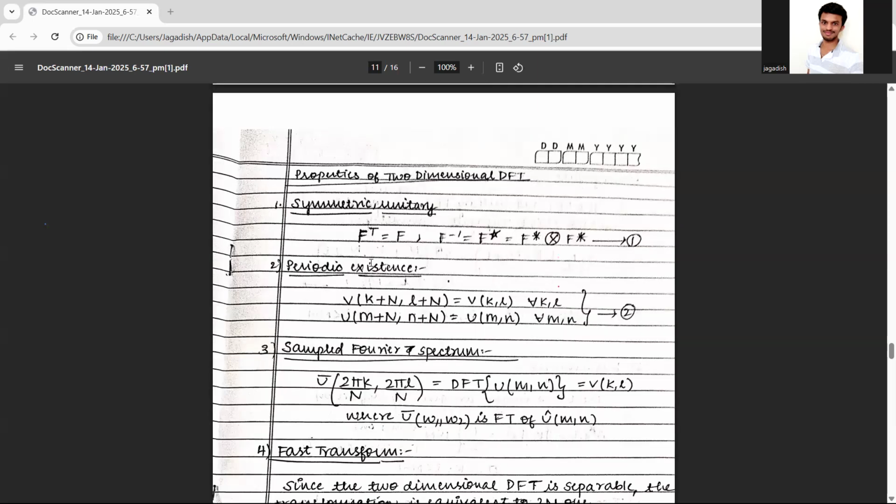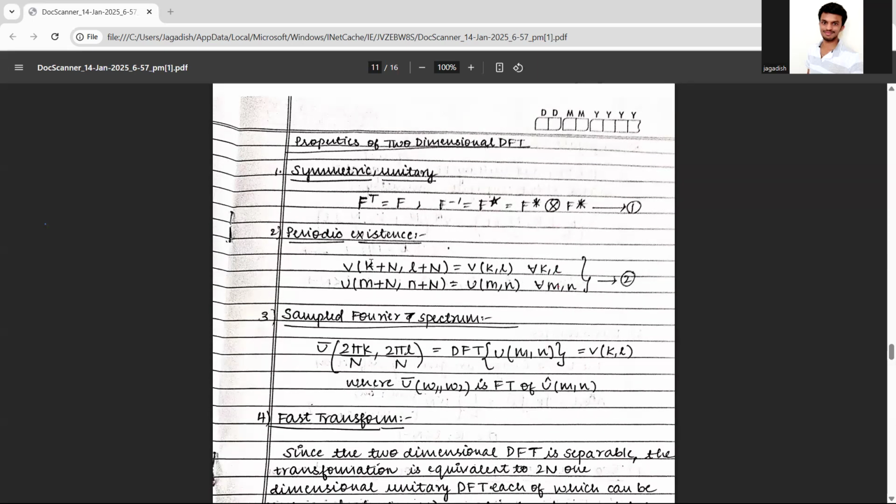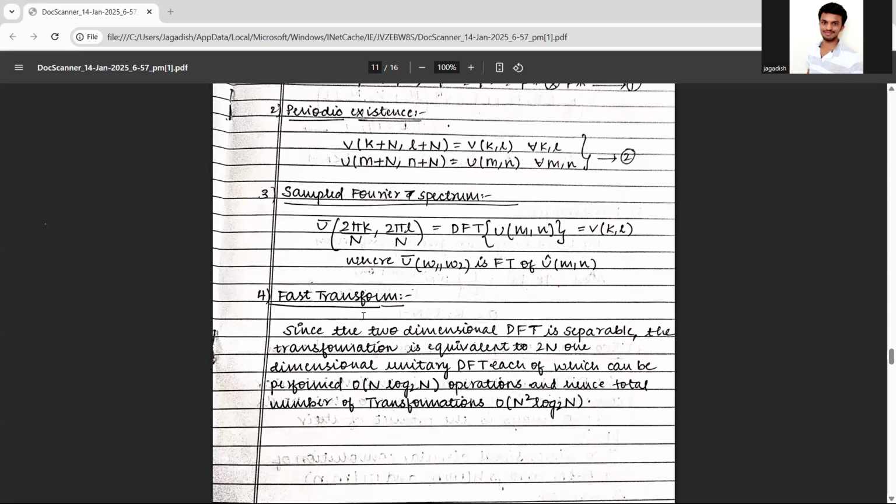Did everyone finish writing these three? So the sampled Fourier transform is u bar equal to 2 pi k by N comma 2 pi l divided by N. DFT is u of m comma n, which is equivalent to v of k comma l. So this is just an equation. Next, fast transform. Write down. I'm giving time to write because this is a fixed 8 or 10 marks question: properties of two-dimensional DFT. Only if you write will you be able to understand.